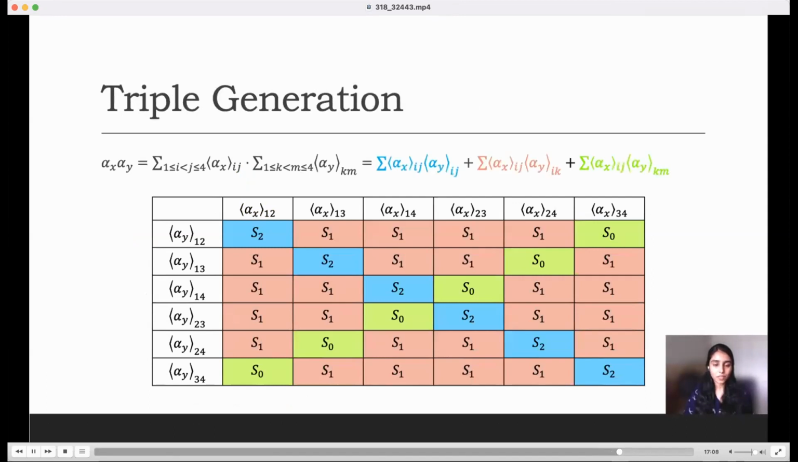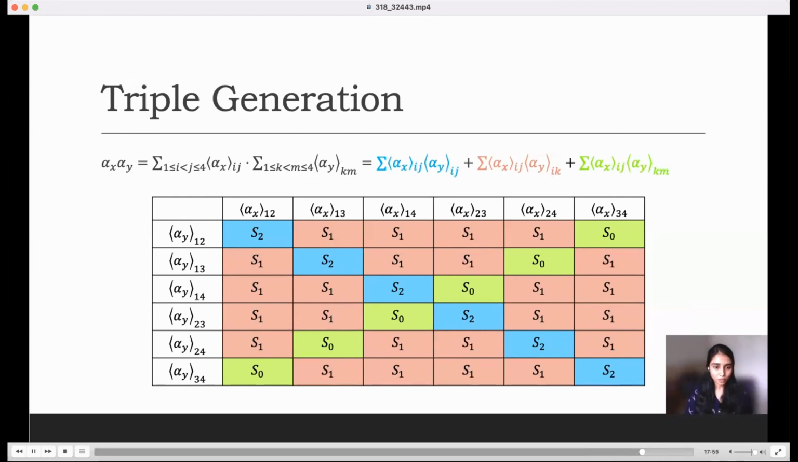Moving on to the multiplication triple generation. Note here that we are trying to compute the sharing of alpha x times alpha y, given the sharing of alpha x and alpha y. We note that writing alpha x alpha y in terms of the shares of alpha x and alpha y results in 36 summands. We categorize these 36 summands into 3 types based on the number of parties which can compute them locally. For example, we have summands of type S2, which can be computed by 2 parties locally, summands of type S1, which can be computed by a single party locally, and summands of type S0, which cannot be computed by any party locally. For summands of type S0, we use OTs in order to perform this computation.